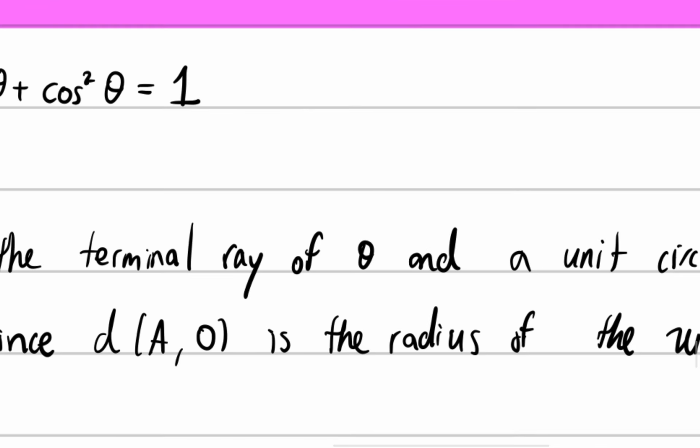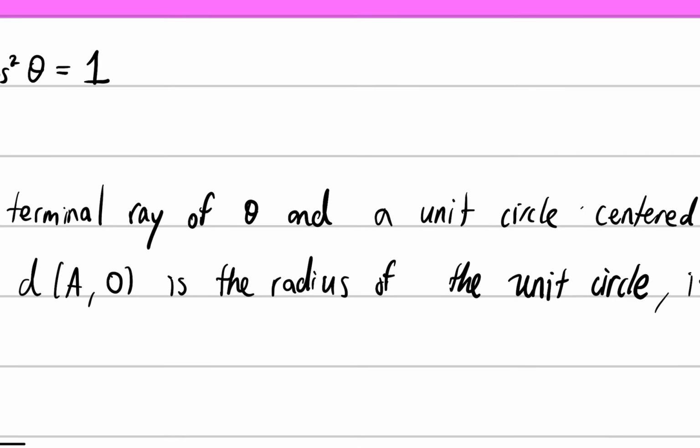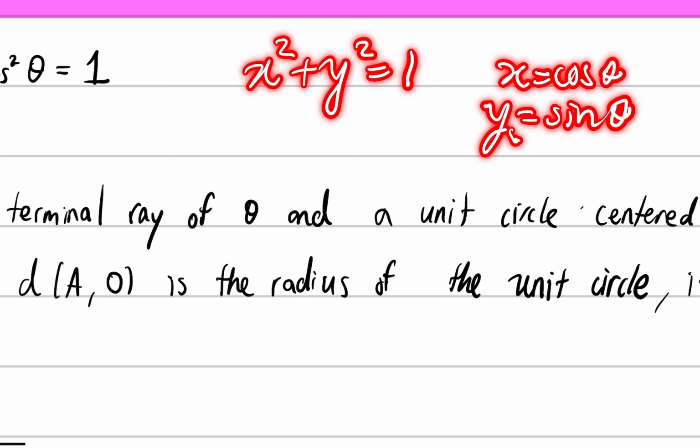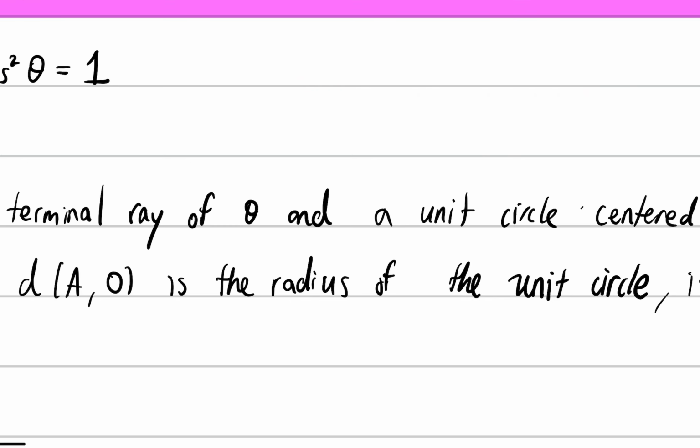Well, you may have heard that the equation of a unit circle is x squared plus y squared equals 1, and we know x is cosine theta, and y is sine theta, so we plug that in, and we get sine squared theta plus cosine squared theta is 1. This is not a valid proof, and why?